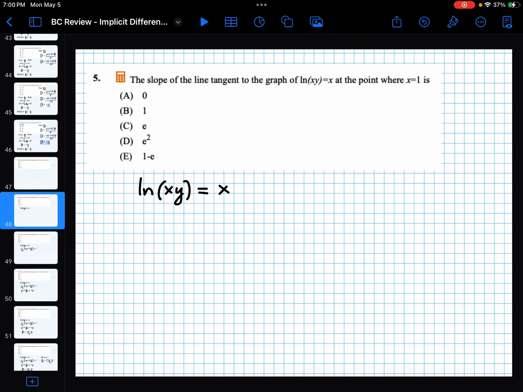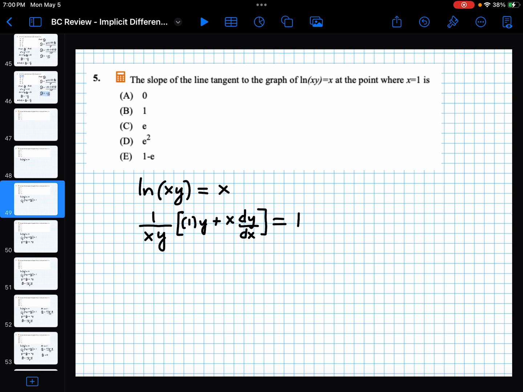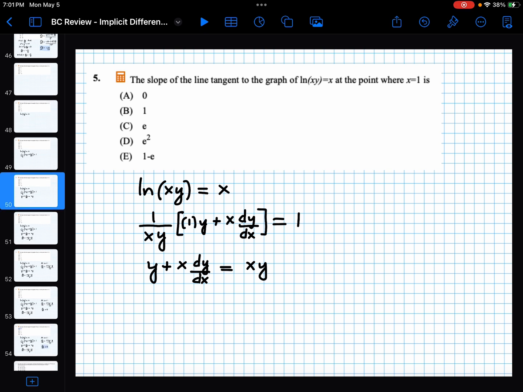This time it's a product rule on the inside. So 1 over the input times the derivative of the input, there's your product rule, equals the derivative of x, which is 1. Clean that up a little bit. And again, I multiplied both sides by xy. Now I'm going to get the dy/dx term by itself by subtracting y from each side and dividing both sides by x. All right, not done with the question yet.